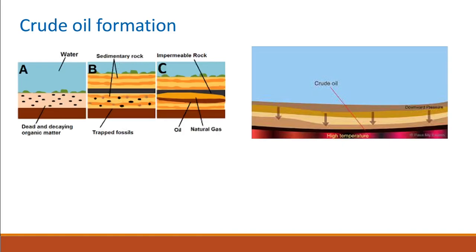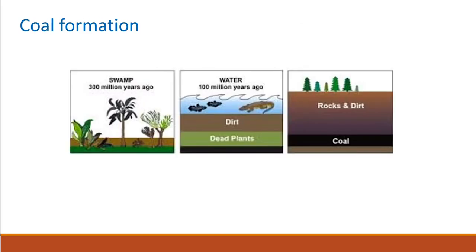You need to know the difference between the formation of crude oil and coal. So how was crude oil formed? Crude oil formed from the dead and decaying organic matter of under-the-ocean organisms, which we call plankton. They died millions of years ago and were covered by sedimentary rocks. They were subjected to high pressure and temperature, so they changed to give you the crude oil.